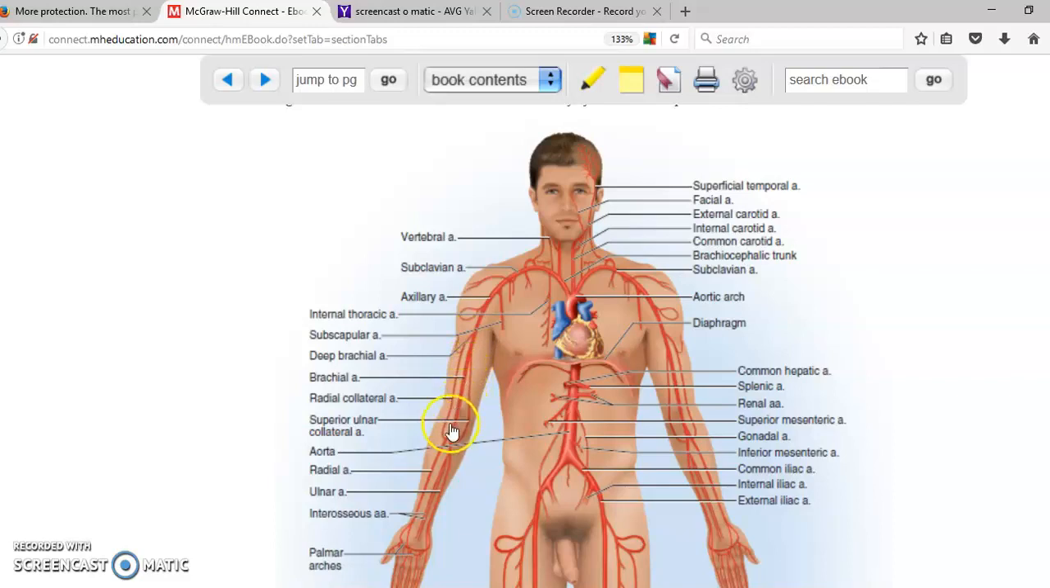From there, it goes down. It's going to give you two very important blood vessels, which are going to be the radial artery as well as the ulnar artery. They continue down, and they're going to make an anastomosis, which is a connection between blood vessels, which are going to form the palmar arches. Those are the main blood vessels that you need to know for the arms.